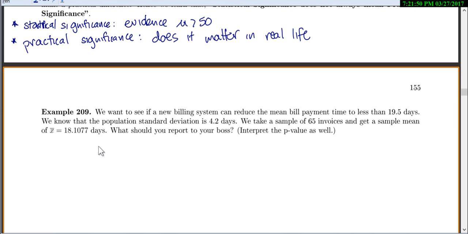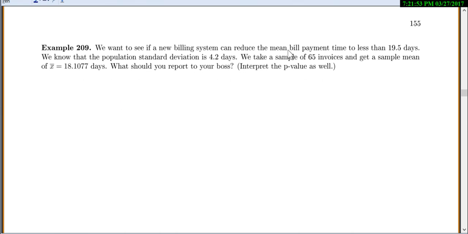So let's try again. We want to see if a new billing system can reduce the mean bill payment time to get to less than 19.5 days. We know that the population standard deviation is 4.2 days. So let's write down what we've seen so far. We want to know, is my mean less than 19.5? We know that my population standard deviation is 4.2. We take a sample of 65 invoices, n equals 65, and get a sample mean of x bar equals 18.1077. And the final thing is, what are you going to report to your boss? Don't forget to interpret the p-value as well.